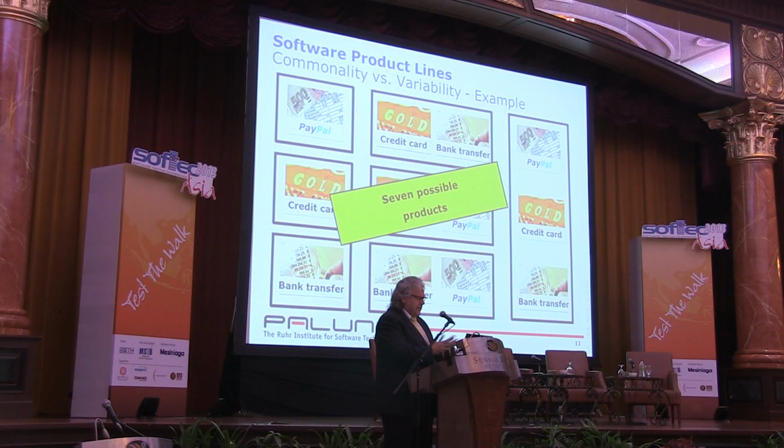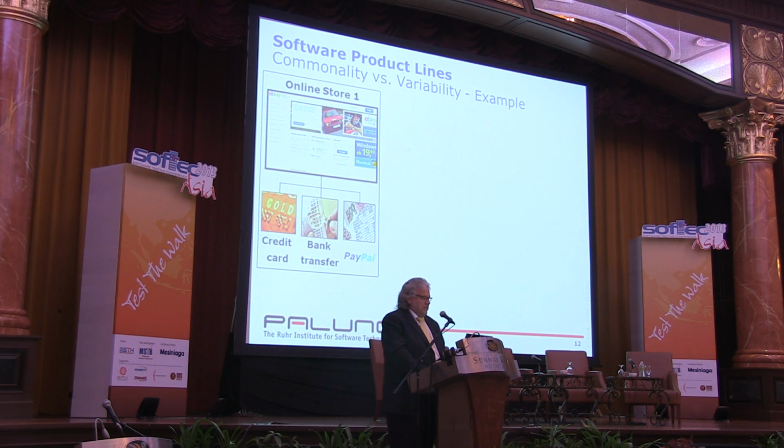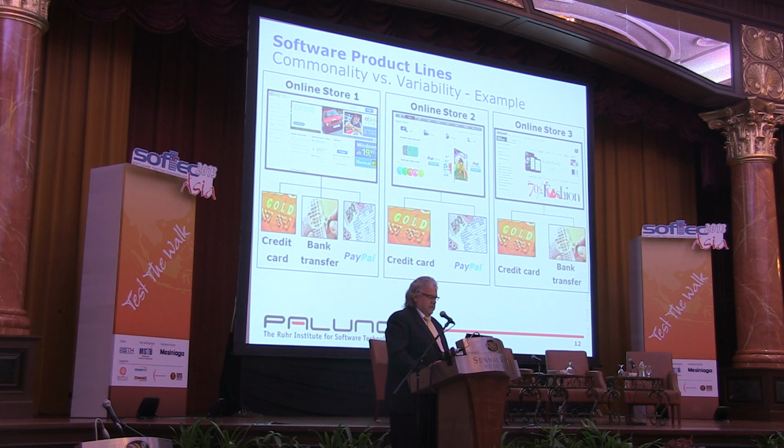In a typical product line, I know from industry there are about 100, 150, in some cases even 300 such variability points. So you can imagine the possible products you can derive goes to a very, very huge number. So these are the products which you can do in our simple example, 7 possible ones. And now the question is, what is variability and what is commonality?